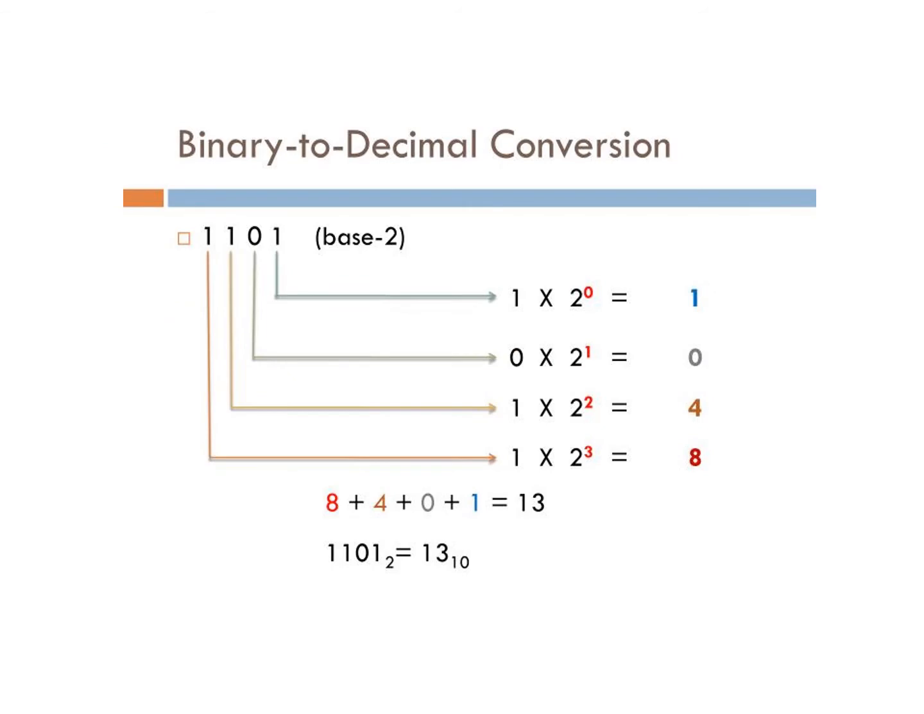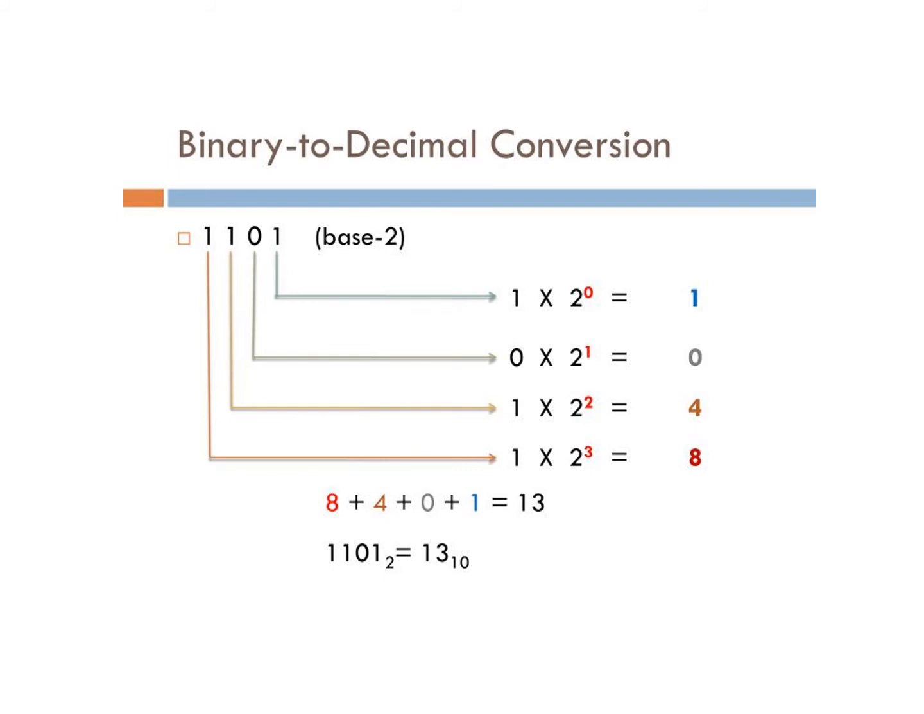We have another example for converting binary to decimal. We have 1101, which is a base 2 number, that is a binary number. Start with the rightmost bit, that is 1, which is multiplied by the base, that is 2 raised to power 0. The initial value of power is 0. Then the next digit is 0, which is multiplied by the base power 1, which is incremented by 1 from the previous position.